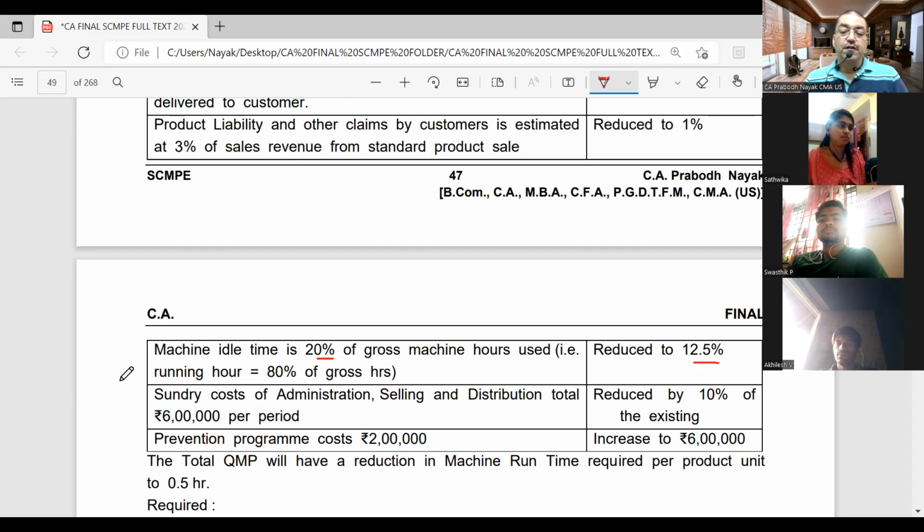Next one, sundry cost of administration, selling and distribution, total 6 lakhs. That is going to reduce by 10% of the existing amount. So it will come down to 5,40,000. 6 lakhs minus 60,000, 5,40,000. Prevention program costs 2 lakhs. This is to increase to 6 lakhs.